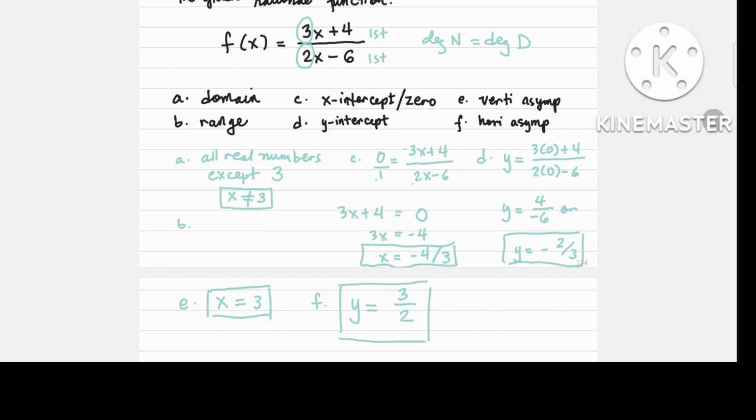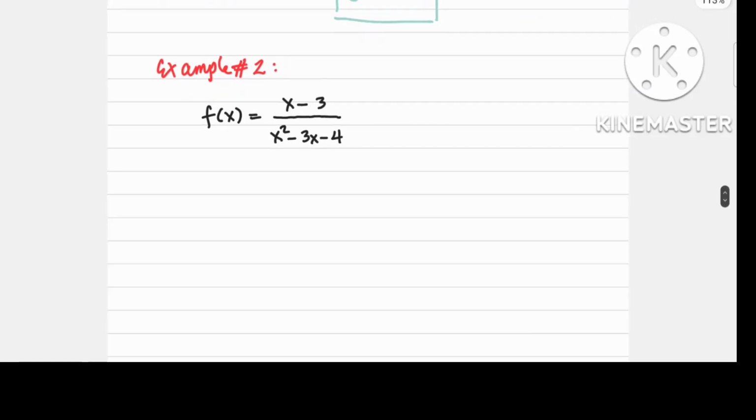Now, since this is our horizontal asymptote, it means in the range that the possible values of y is all real numbers except 3 over 2. That in symbols can be written y is not equal to 3 over 2. Alright? Did you understand this case? Alright. We move to a second example.